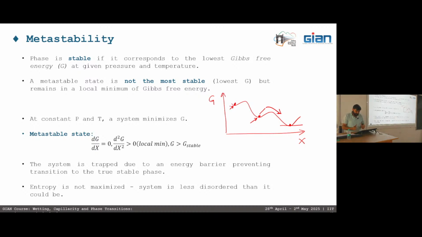A system is trapped due to an energy barrier which prevents the system from transitioning into the stable phase. And at these points, the entropy is not totally maximized. We know that at a stable state, the entropy is maximized, but at these states, the entropy is not maximized. It will have a maximum at the global minima where the Gibbs energy is at the minimum point. So we can have more microstates which are not observed at these metastable states.